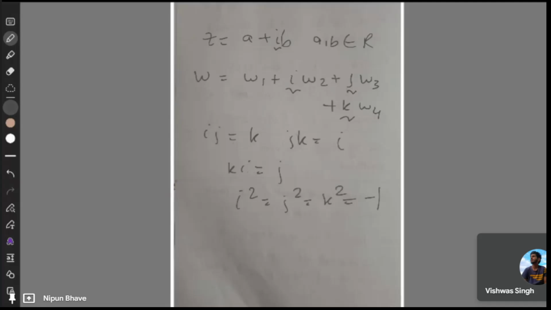Now, apart from this, there is another algebra, a division algebra, which is interesting, and that is called the octonion algebra. And this is written as O.